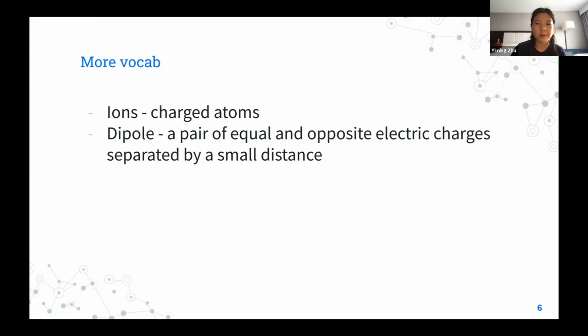Okay, so here's some more vocabulary. Ions: if you were here for the class on Friday, you would have known about ions. I went a little bit deeper into the ions on Friday, but essentially they're just atoms that are charged because they've either lost or gained an electron. Dipole might be newer in terms of this class. So a dipole is a pair of equal and opposite electric charges separated by a small distance, and these are usually in polar molecules.